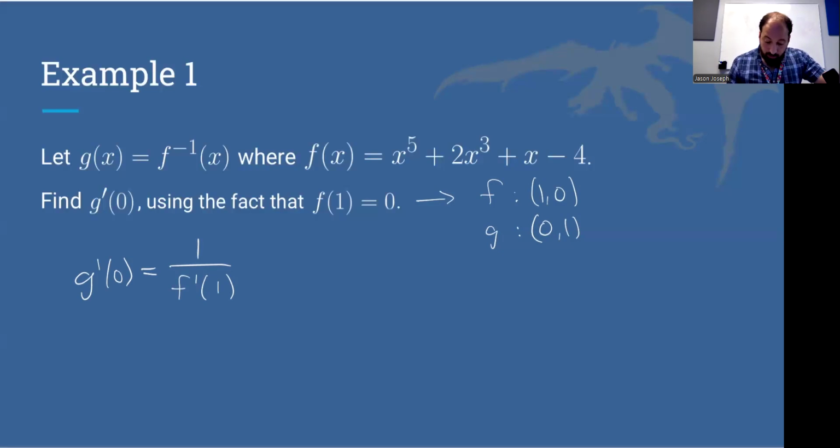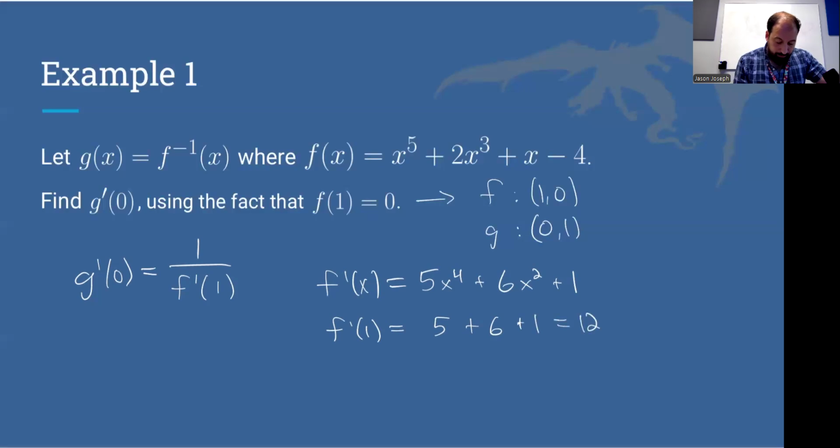So to figure out f prime of 1, I first need to figure out f prime of x. And that's not so hard. It's 5x to the 4th plus 6x squared plus 1. And now I evaluate that at 1. So I get 5 plus 6 plus 1 is 12. So my answer is that g prime of 0 is 1/12.